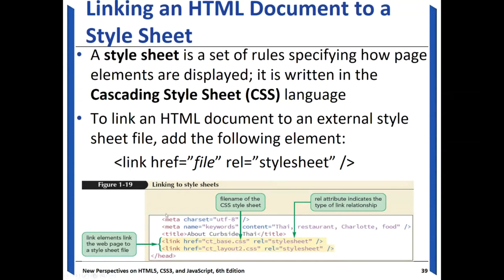All right, so we see the syntax here. We're going to create the link. We're going to reference it, and then we're going to name the file sheet. The name of the file sheet will go here. And then we're going to say this is the attribute that indicates the type of relationship. So in this case, we'll say, hey, this is a style sheet.